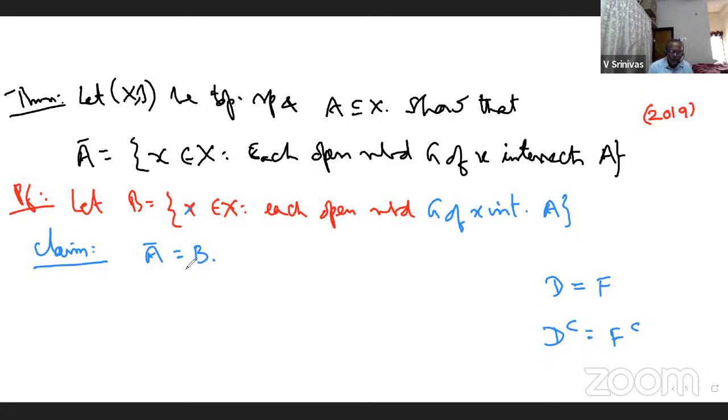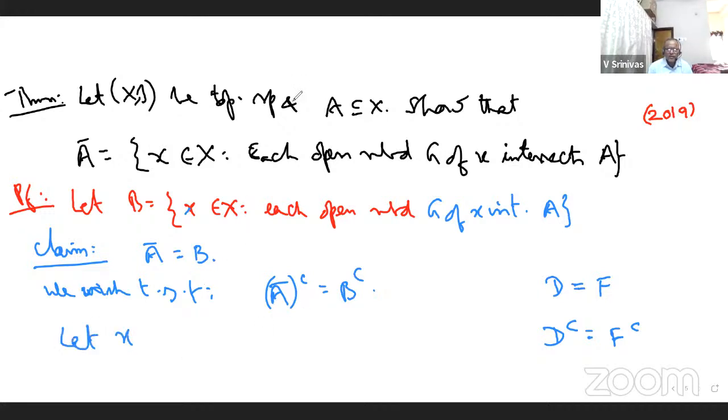So we wish to show that the complement of the closure of A is equal to the complement of B. So let small x belong to the complement of the closure of A.